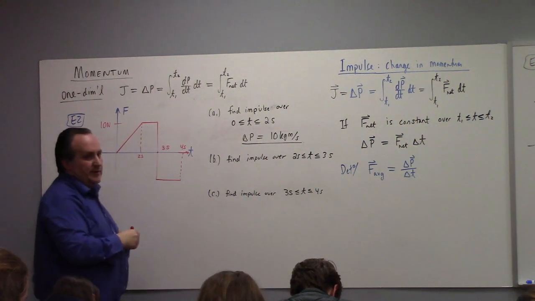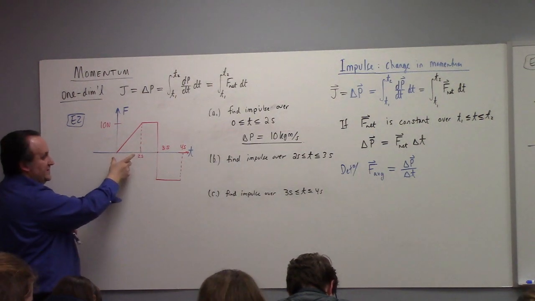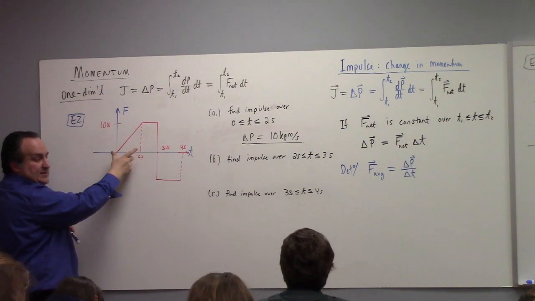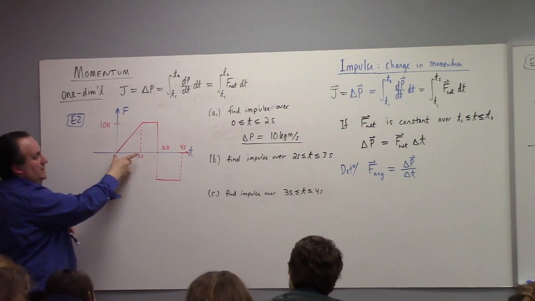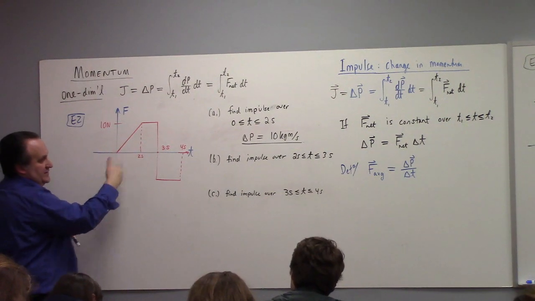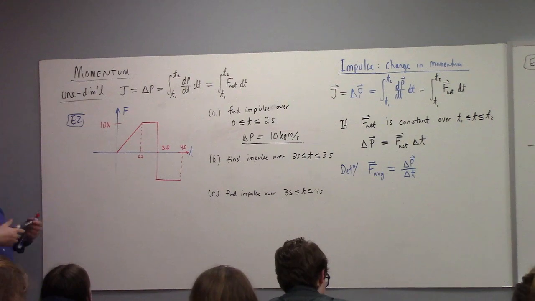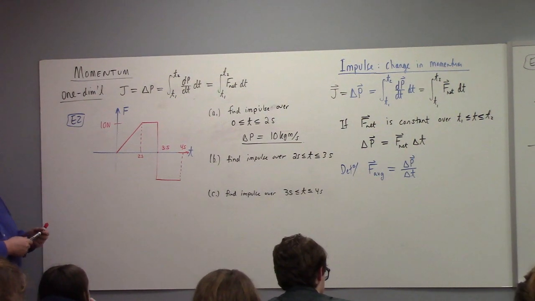Do you guys see that? So what I'm doing is the area of the triangle, one half base times the height. The base is 2 seconds, the height is 10 newtons, so I get 20 newton seconds. And then I have to divide by 2 because it's a triangle. So 10 newton seconds. A newton second is also a kilogram meter per second, all right? The seconds cancel.